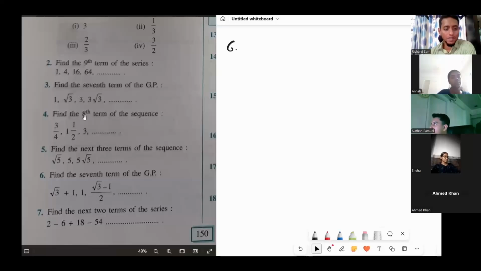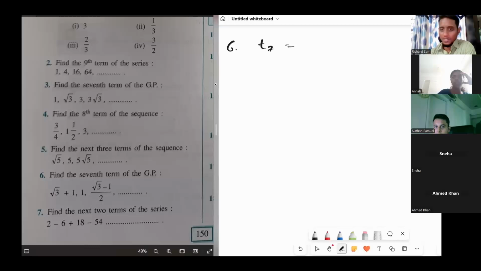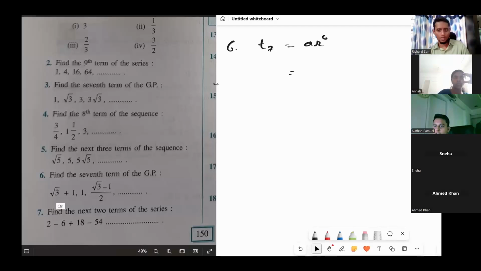All right, question 6. Find the 7th term of the GP. So T7. The formula to find T7 is A R raised to 6. A is root 3 plus 1. Into R. What is R? Okay, so we need to first find R.